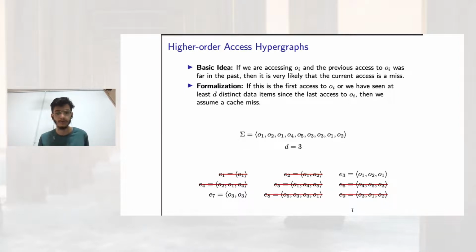If E5 is similar, and E6, because this is also a first access to E03, is also a cache miss. E8 is the case where the distance between two accesses to O1 is more than D, so we can assume that E8 has a cache miss.